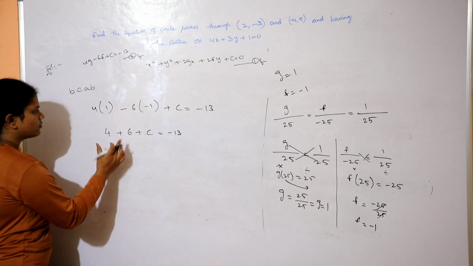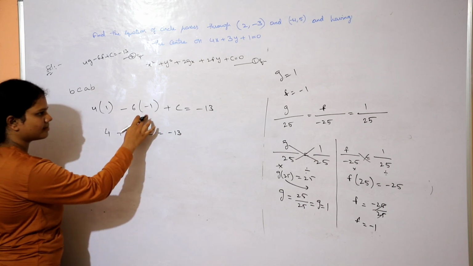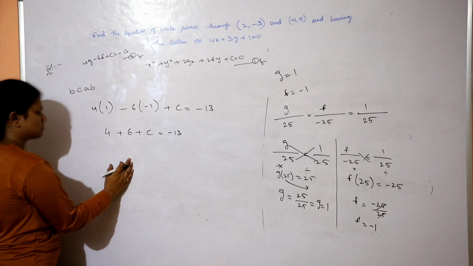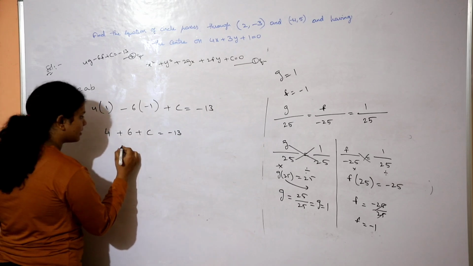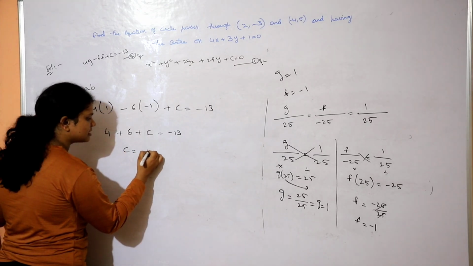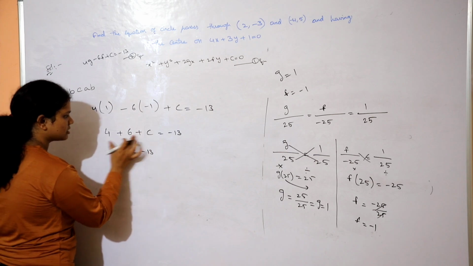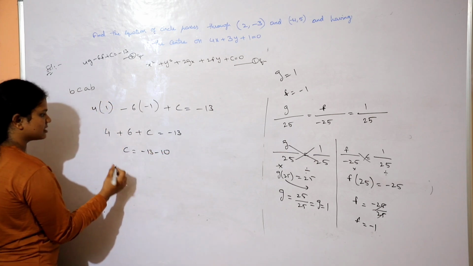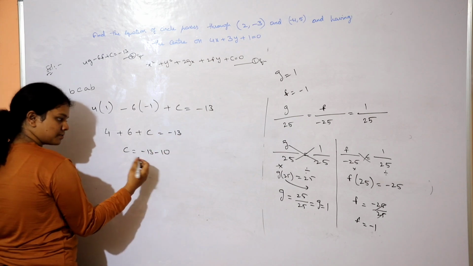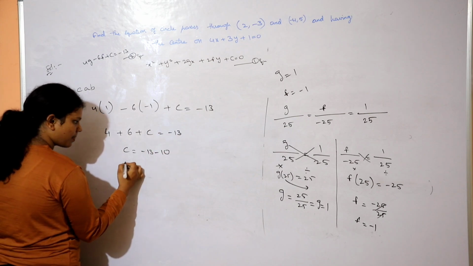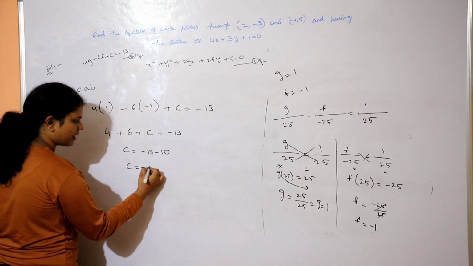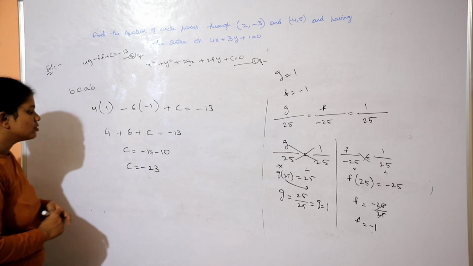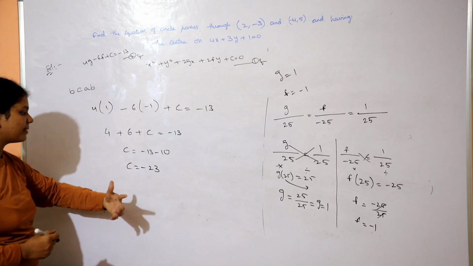Now it's 4 plus 6 plus c equals minus 13. Clear? So 4 plus 6 how much? It's plus into minus and minus plus, right? So 4 plus 6 how much? 10. So 10 plus c equals minus 13. Just take this 10 to the other side, this becomes minus 10. Isn't that true? C equals minus 23. Clear? So therefore we got the C value. C is nothing but minus 23.